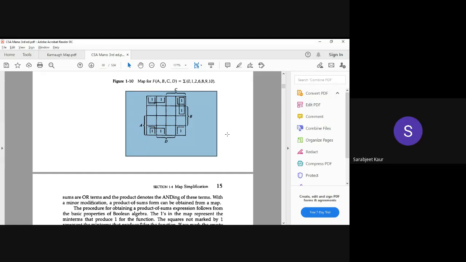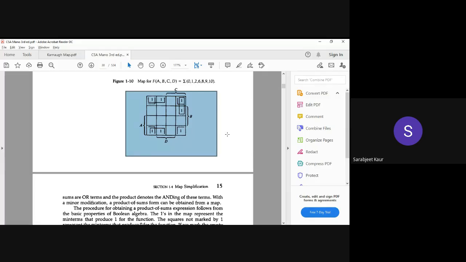But what we want to look at now is how to get a POS expression from this question. So in all the squares which have not been marked by 1, we will mark them by zeros. First of all, the squares which have not been marked by 1s should be marked by zeros. Okay. And then what will we do? We will group them in the same way.